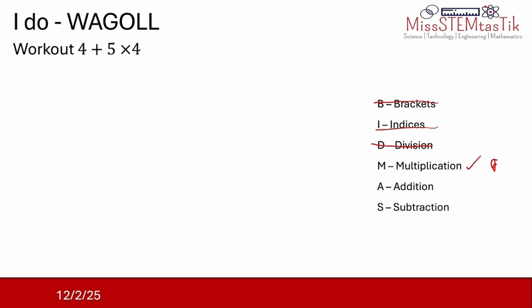So in this question, we've got no brackets, we've got no indices, no division, we've got multiplication, which is our first step, addition, which is our second step of operation, and there's no subtraction. And we will always follow the order of BIDMAS starting from top to bottom. So 5 times 4 is 20. So 4 plus 20 is our first operation. And then the second operation will add these two together. So 4 and 20 is 24.